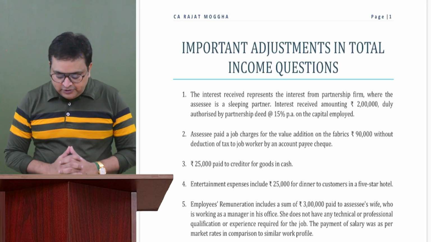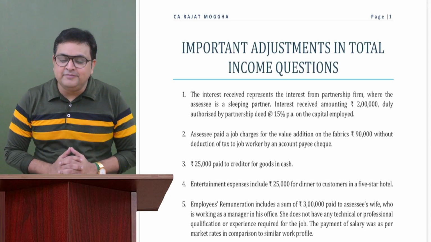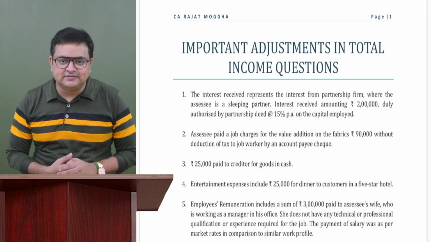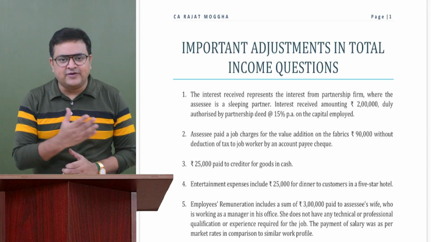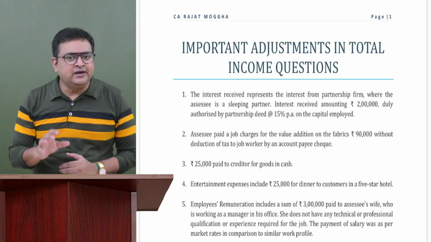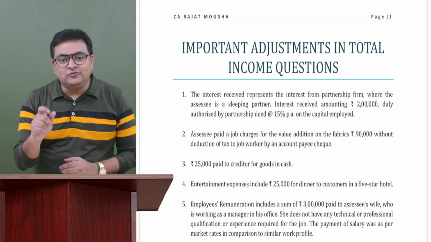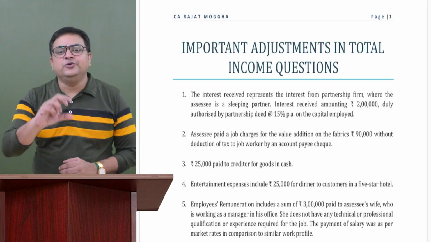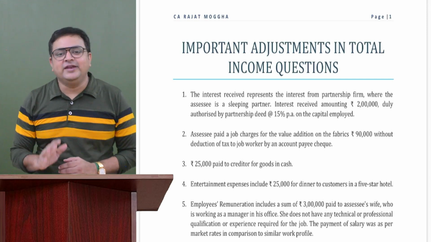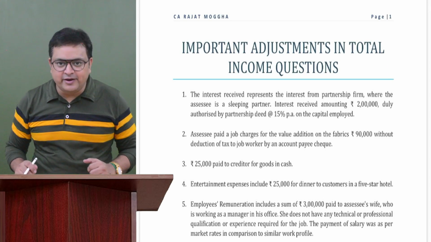What I'm doing today is I have compiled most of the common, important adjustments which the examiner is repeating in his questions. So I have analyzed some 5 or 6 past year papers, and I have jotted a list of 8 or 10 adjustments which are commonly repeated, right? So I'll be discussing those adjustments with you so that whenever you pick your total income questions, you will be able to do that question very comfortably. So let's start with these adjustments one by one.